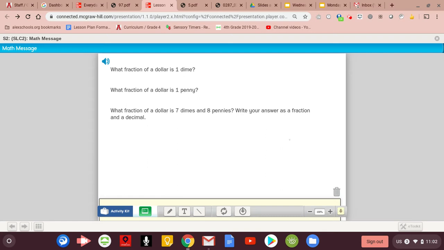For our quick little math message here, it is asking what fraction of a dollar is 1 dime? We know that 1 dime is worth 10 cents. And it is asking what fraction this is, so we'll need our fraction bar here. What fraction of a dollar is 10 cents, or 1 dime? A dollar is out of 100 because there's 100 pennies in a dollar. So a dime is 10 over 100. And we can simplify this by taking out a 0 from each, where we have 1/10. So a dime is 1/10 of a dollar.